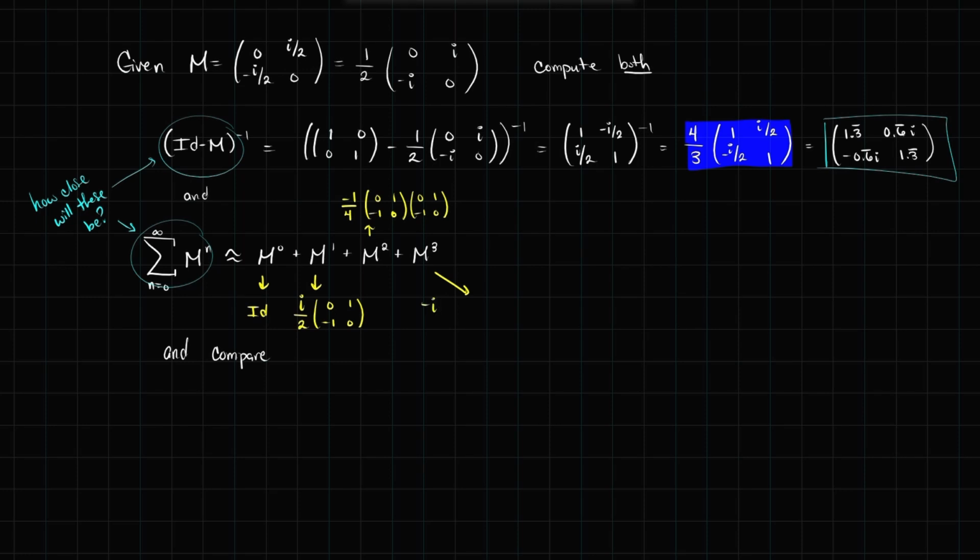sorry, negative i. It's i squared times i over 2 cubed, which is 8. And then we'll have 0, 1, negative 1, 0. 2 copies of that, 0, 1, negative 1, 0. 3 copies of that, 0, 1, negative 1, 0. So I'm just going to convert all of these and then add them all together.